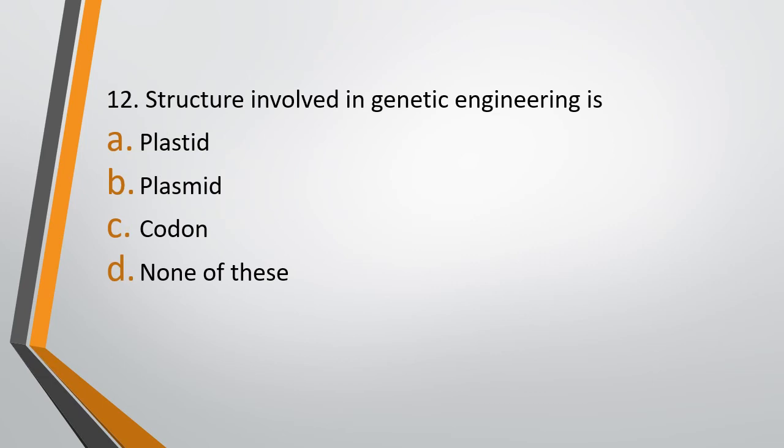Question number 12. Structure involved in genetic engineering is? Option A, plastid. Option B, plasmid. Option C, codon. Or option D, none of these. Structure involved in genetic engineering is? The correct answer is option B, that is plasmid. And what exactly is plasmid? It is an extra nuclear chromosomal material which can be used as a vector to transfer genes in genetic engineering.